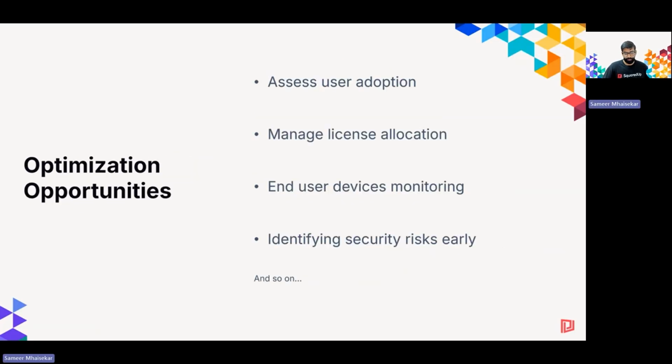So these are just some opportunities that we saw in the dashboards. We can assess user adoption, like how many licenses are actively being used versus which ones have been allotted. Manage license allocation, which, like I said, is the big one. End user device monitoring with Intune or Defender or Endpoint Manager, right? Things like that. And identifying security risks early before they become a problem.